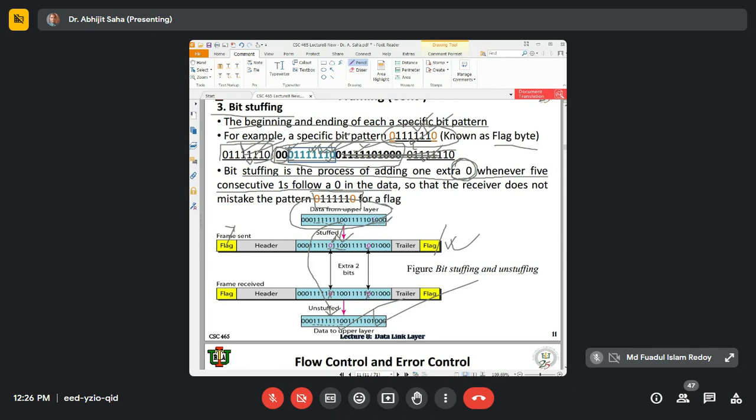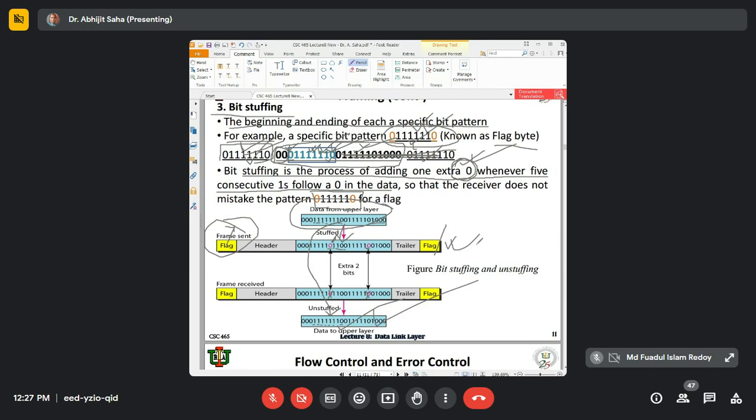What you have to look after is that the flag you are giving as a pattern should not appear in the data. To break that, you have made the rule that you add an extra zero when you get five ones after a zero. Understand or not?